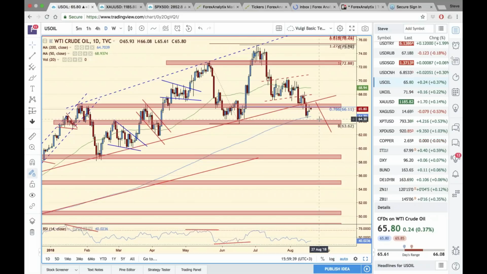I mean, 64 is what I'm looking to book the rest of my short, and I'm going to be more than happy if we make it there. That doesn't mean that crude couldn't move even lower from that. I mean, it could even make it down to 58.70.